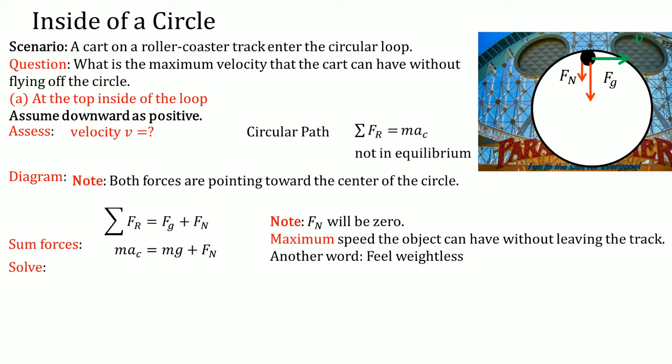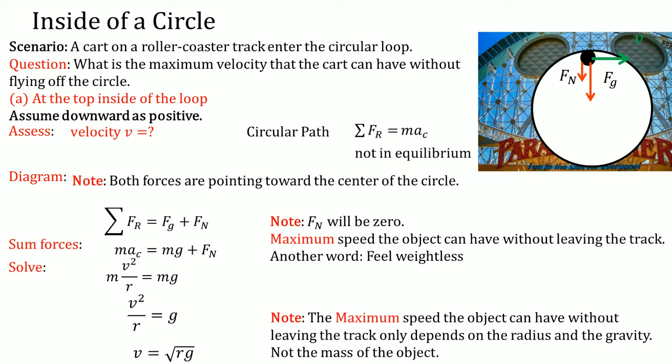So Fn goes to 0, leaving you with just mv squared over r equal to mass times gravity. Mass will cancel out, multiply r to the other side, take the square root, and you get the same answer as before: velocity equals the square root of r times g. So please note that the maximum speed that the object can have without leaving the track only depends on the radius and the gravity, not the mass of the object.